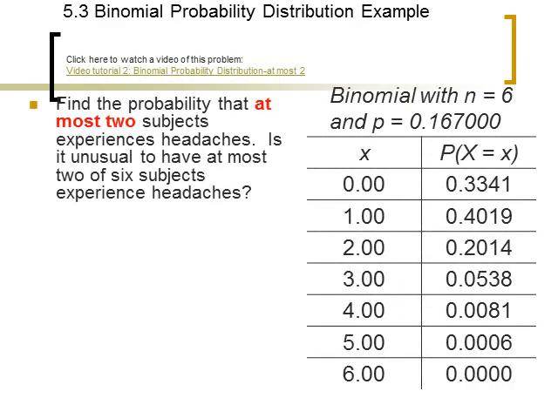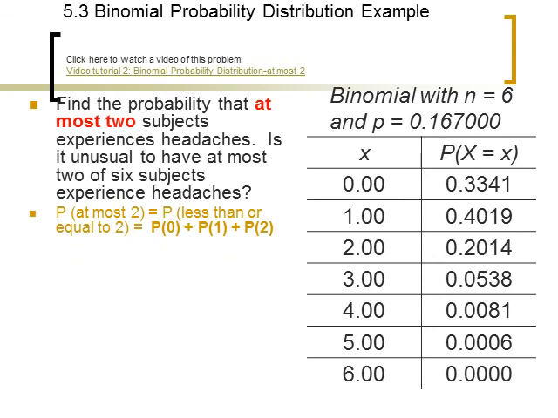Here we want to use this table to find the probability that at most 2 subjects experience headaches. And then we want to determine, is it unusual to have at most 2 of 6 subjects experience headaches? So this table shows that N equals 6 and P, the probability of a success or of getting a headache, is 0.167000.